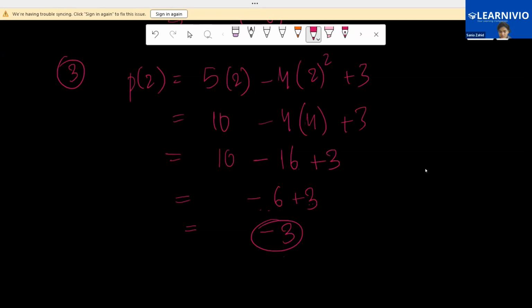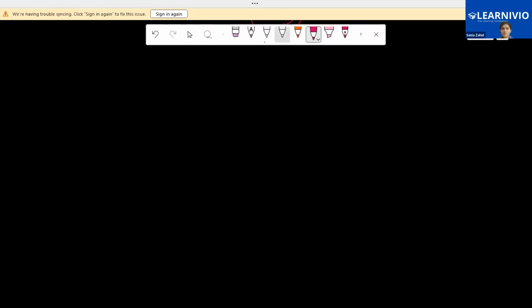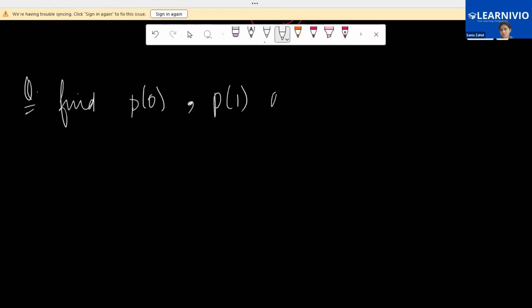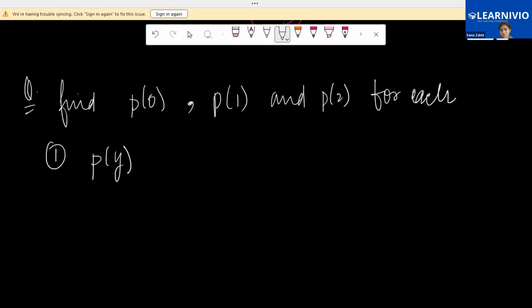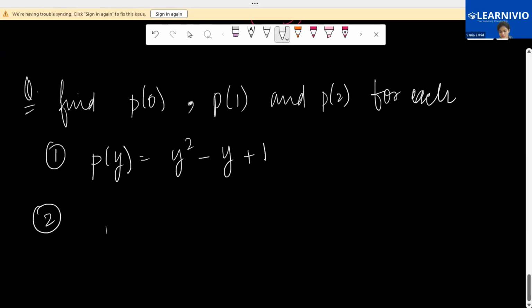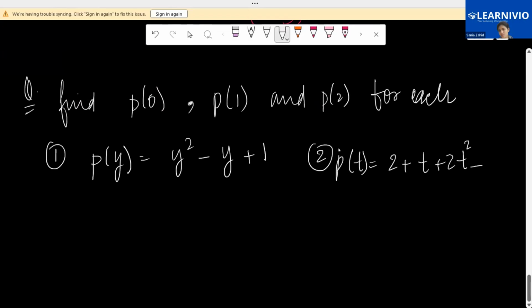So next question is, find P0, P1 and P2 for each of the following. The first is P(y) equals y square minus y plus 1. Second is P(t) equals 2 plus t plus 2t square minus t cube.